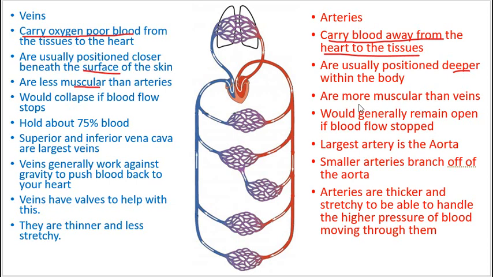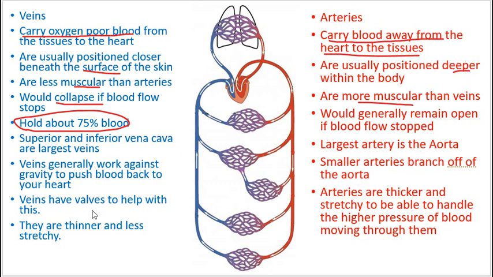Veins are less muscular. Arteries are more muscular. Veins will collapse if the blood flow stops. Arteries will retain their structure and not collapse. Veins hold more blood. About 75% of your blood is in the veins. Superior and inferior vena cava are the largest veins. Aorta is the largest artery. Smaller arteries branch off the aorta. Small veins drain into the superior and inferior vena cava. So one is branching away and the other one is draining in.